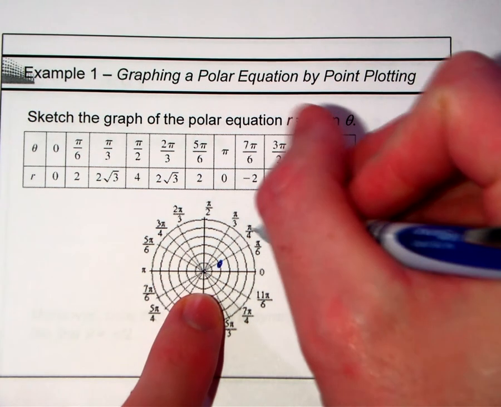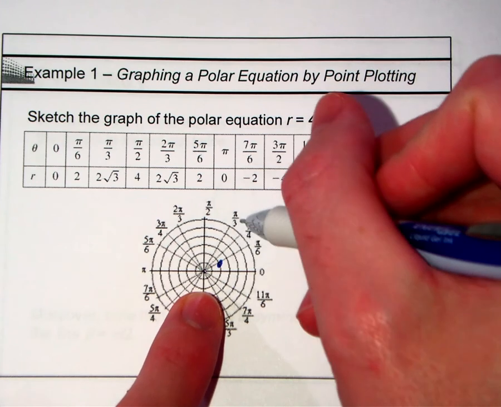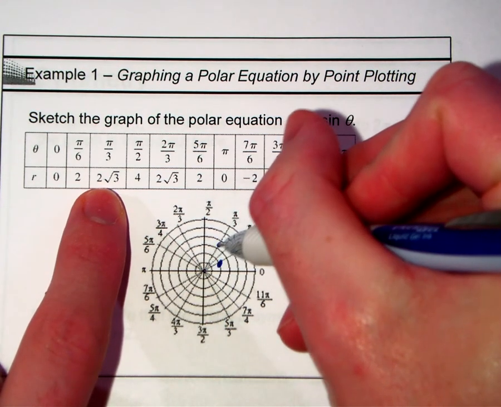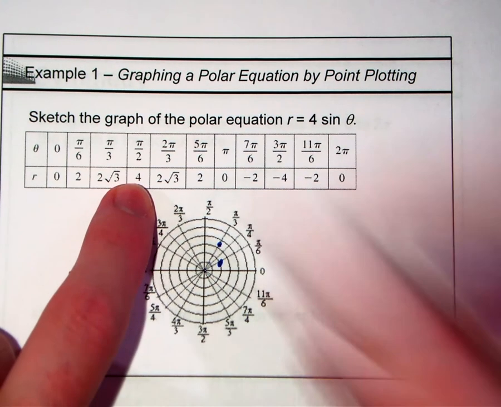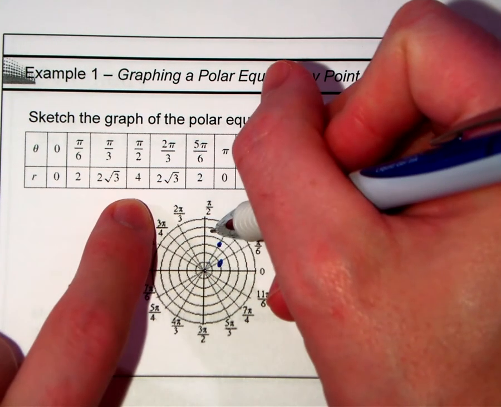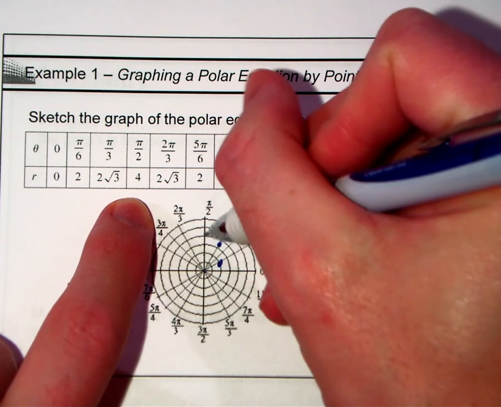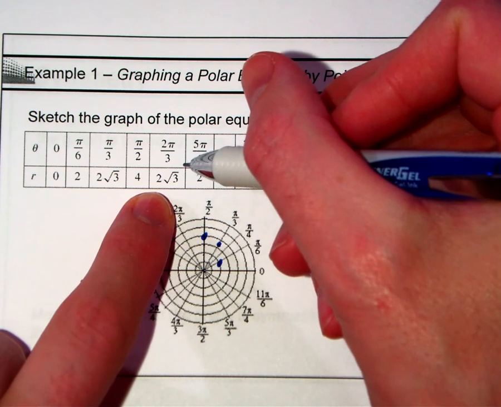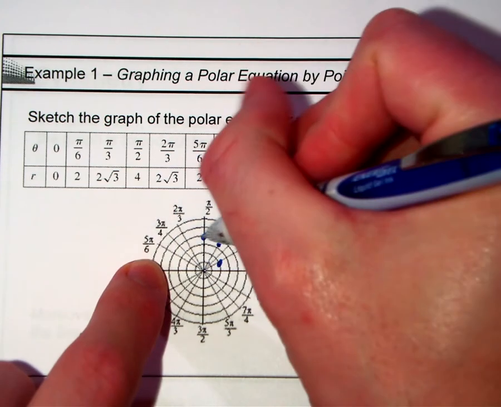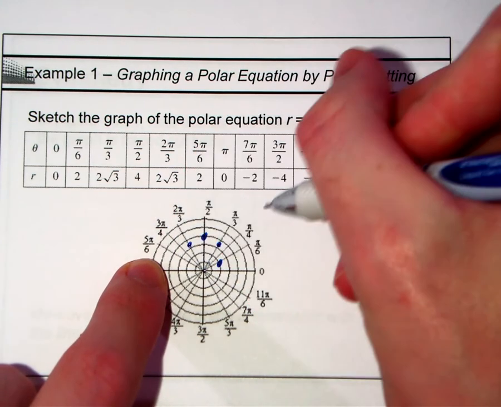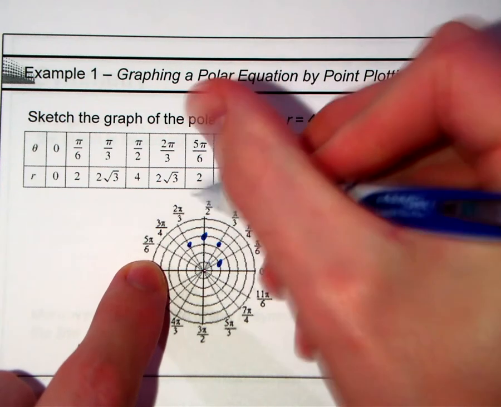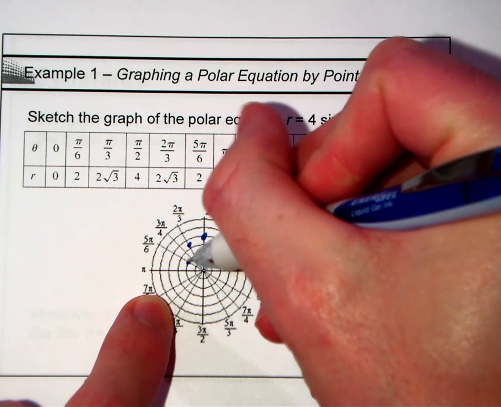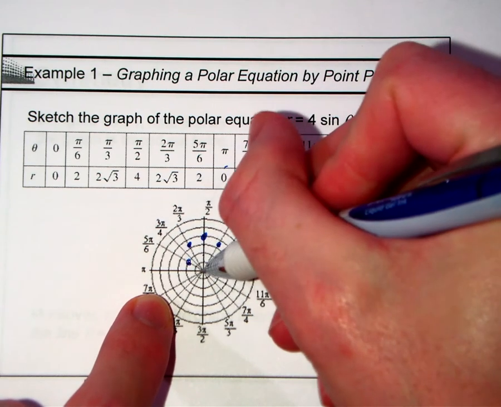3.5 rings out. Looks like they're skipping pi over 4. That's too bad. 3.5 rings out. 1, 2, 3.5. Pi over 2. We are at 4 on the dot. 1, 2, 3, 4. All right, we're back to the 3.5 one here at 2 pi over 3. And then at 2 for 5 pi over 6. Pi, we're back to 0.